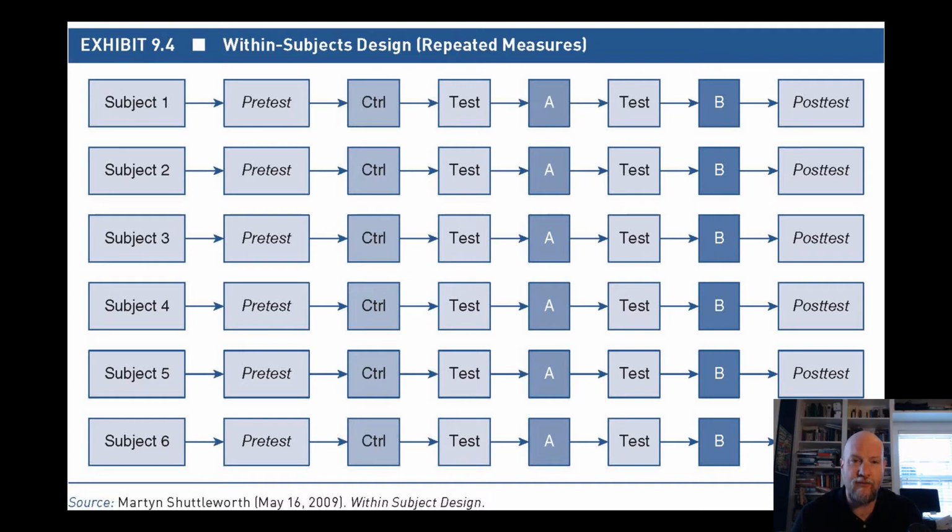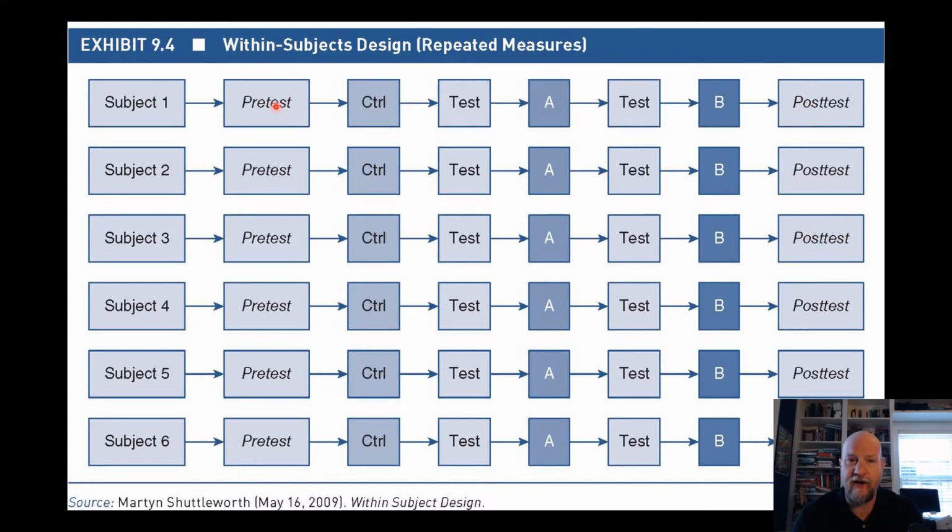They then go through the control condition, presumably. Then they go through the test condition. The test is a test, not a post-test. You measure. They go through the control condition, and then you measure the difference. They then go through condition A, for example, and then you test them again to measure the difference. And then finally, they go through the third condition, condition B, and you have a final test, which in this case we're referring to as the post-test because it is the last one administered.